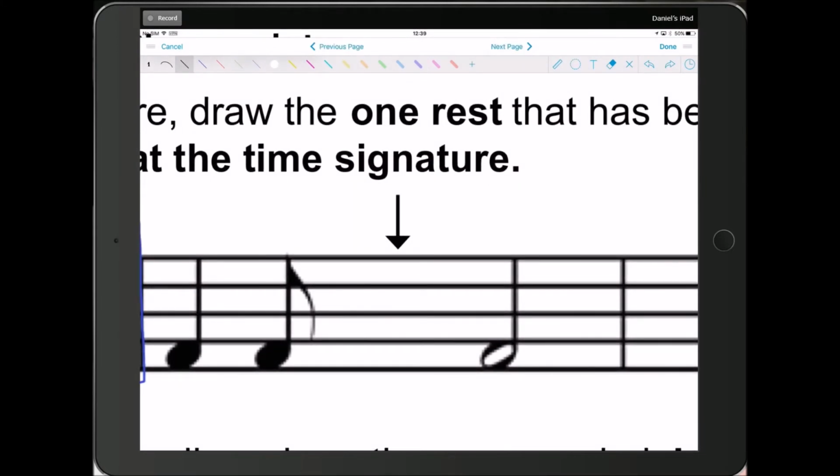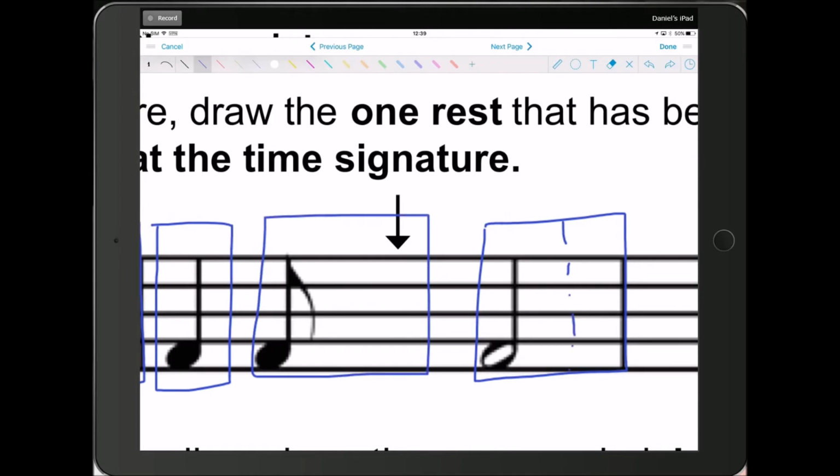Okay, so here I have 1 beat. Here I have 2 beats. And here I should have my 3rd beat. The problem is that I only have half a beat here, because remember, it takes 2 eighth notes to make 1 whole beat. So I can't use an eighth note because I have to use a rest, right?